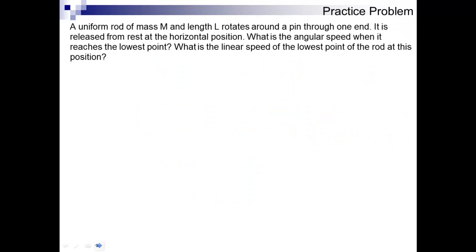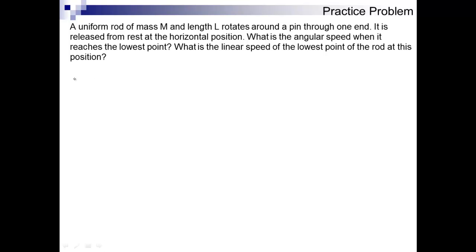Then this next problem says a uniform rod of mass M and length L rotates around a pin through one end. It is released from rest at the horizontal position. What is the angular speed when it reaches the lowest point? What is the linear speed of the lowest point of the rod in this position?